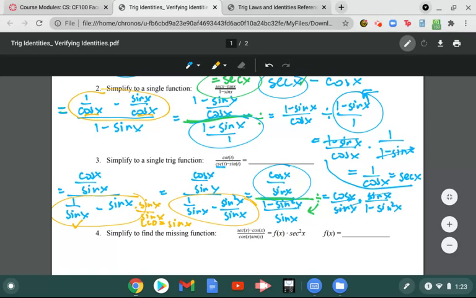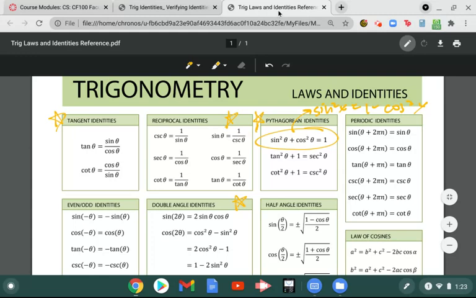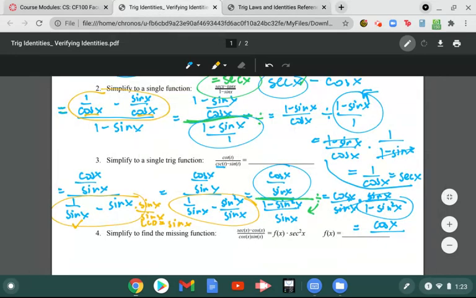I end up with, hopefully you wrote smaller than I did. I'm going to write right here, but you might want to write on a separate piece of paper because I'm going to end up erasing this. I have cosine x in my numerator, 1 minus sine squared x. If I go to my trig identities, 1 minus sine squared is cosine squared. So that's another form of my Pythagorean identity. So I can write that denominator as cosine squared x, and I get 1 over cosine x.